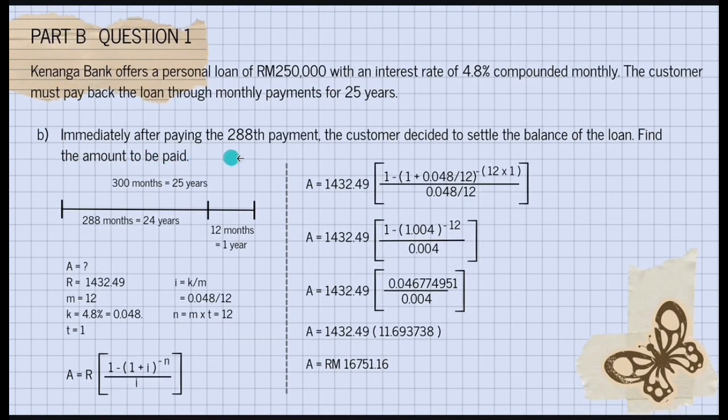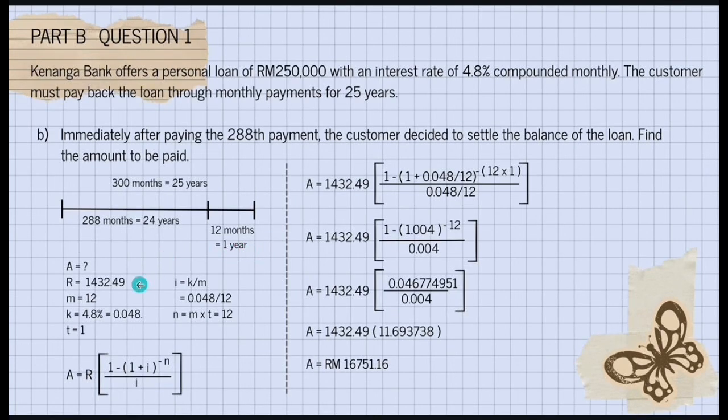B. Immediately after paying the 288th payment, the customer decided to settle the balance of the loan. Find the amount to be paid. First, we need to understand the situation. The customer has already paid 288 payments, which is equal to 24 years. Right after making the 288th payment, the customer wants to settle the remaining loan balance. So our goal is to find the value of the remaining 12 months of payments.